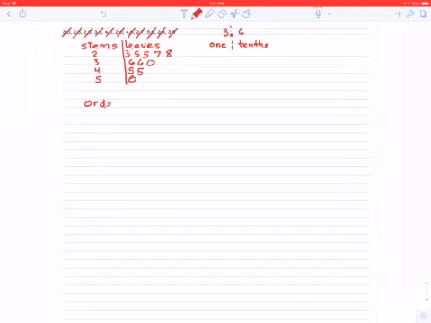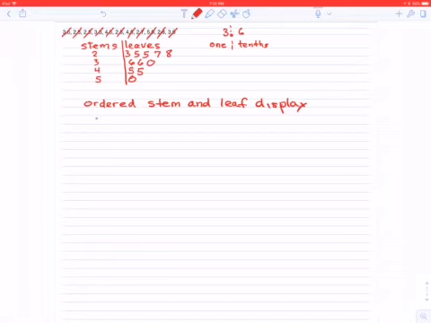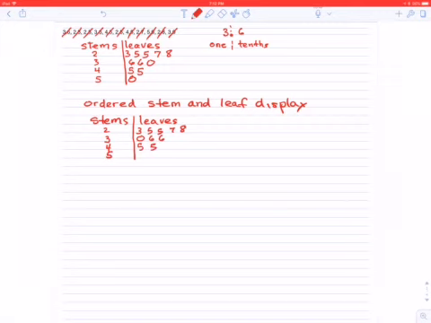So let's make sure that it's ordered. So again, our stems are already in order. 2, 3, 4, 5, and they represent the whole numbers. Then our leaves, well, by the 2s, those are already in order. But by the 3s, I have to rearrange those. 0, 6, 6, then 5, 5, and 0.